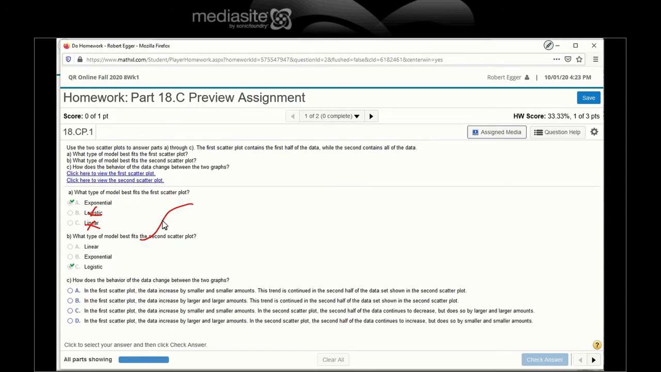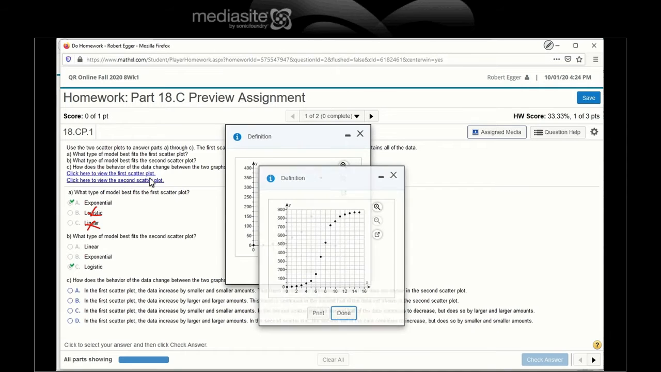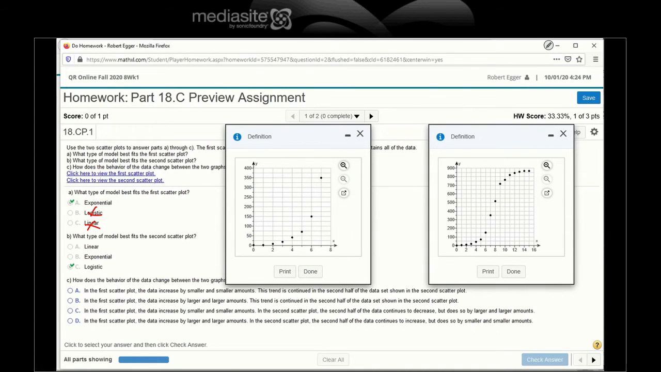So let's see, how does the behavior of the data change between two graphs? On the first scatter plot, the data increases by smaller and smaller amounts. The trends continue in the second half. Okay, first the data increases. No, actually right now it's basically increasing by bigger and bigger amounts, so it can't be A. In the first scatter plot, the data increased by larger and larger amounts. The trends continue in the second half, the data shown in the second scatter plot. Well, no, it starts going down, less and less.